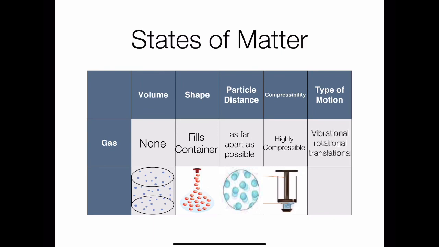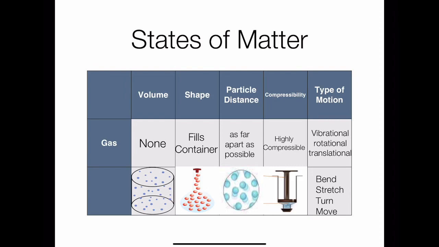As far as types of motion, we still have vibrational because they still exist. We still have rotational because they can still rotate around their bonds. But now we have translational motion. Notice because they can expand to fill their container, they now have the ability to move. So we can bend, we can stretch, we can turn, and we can move.